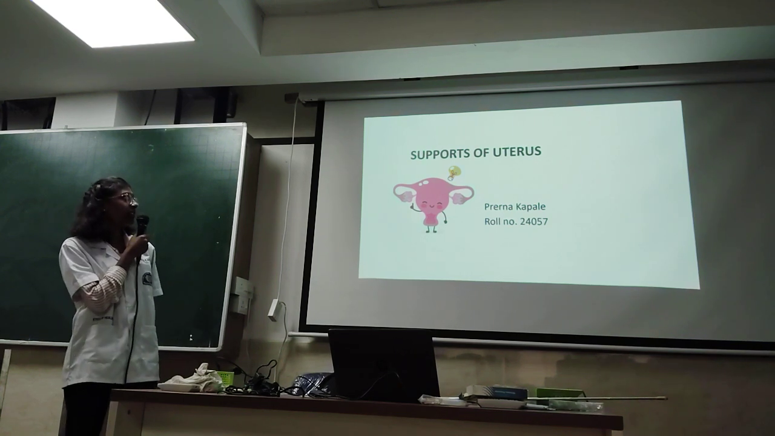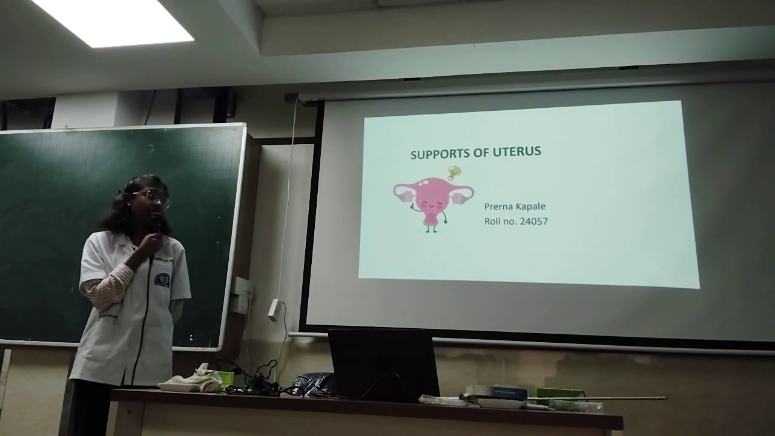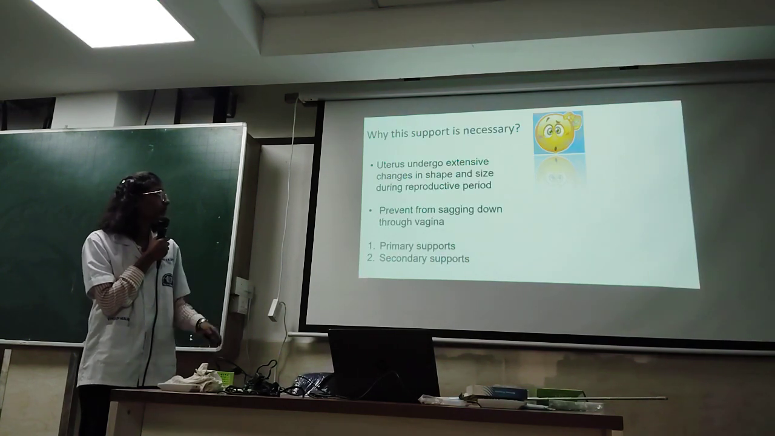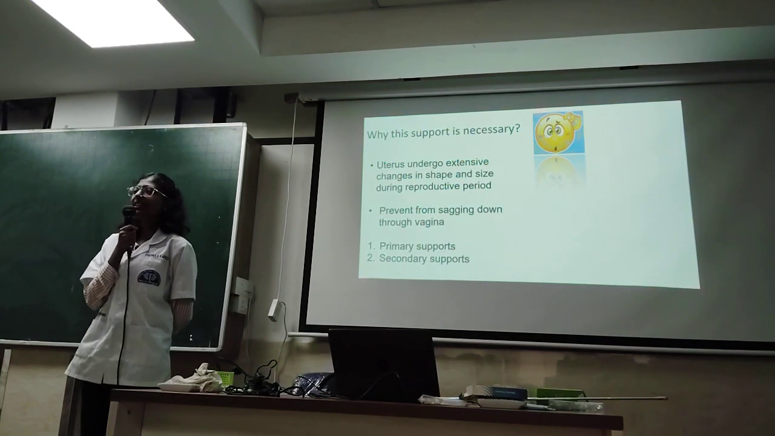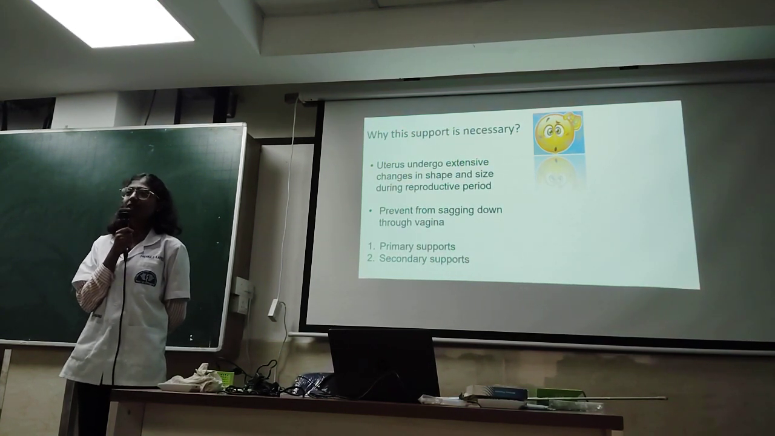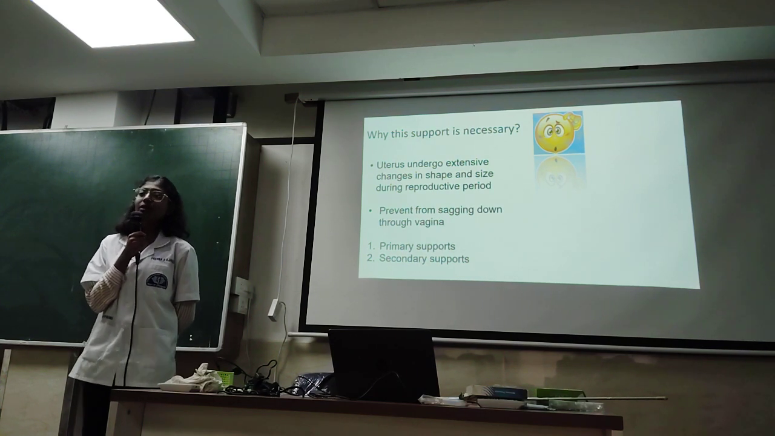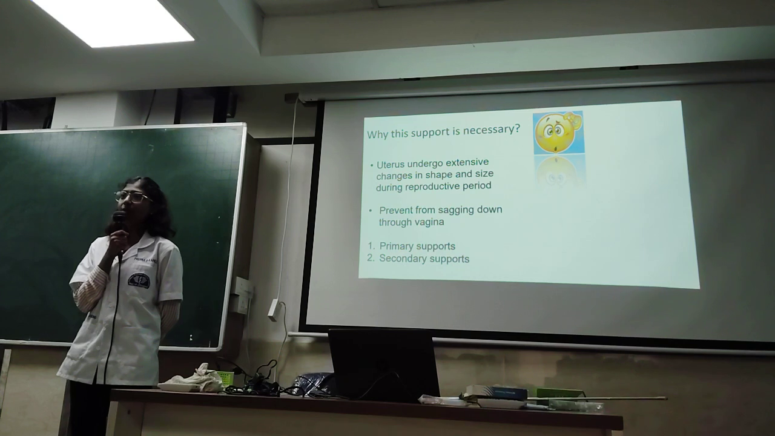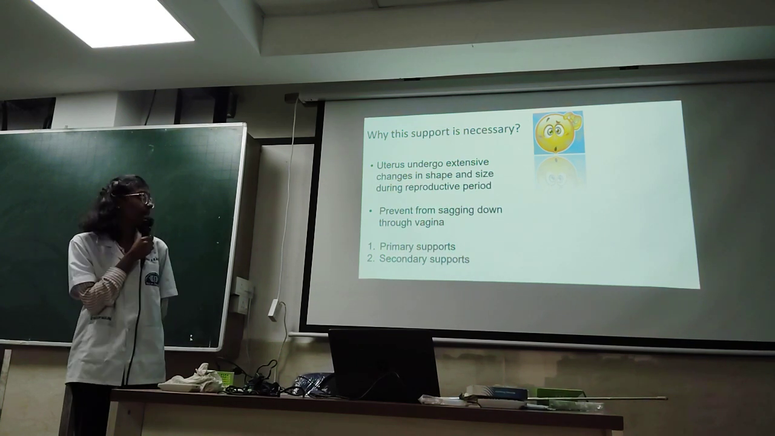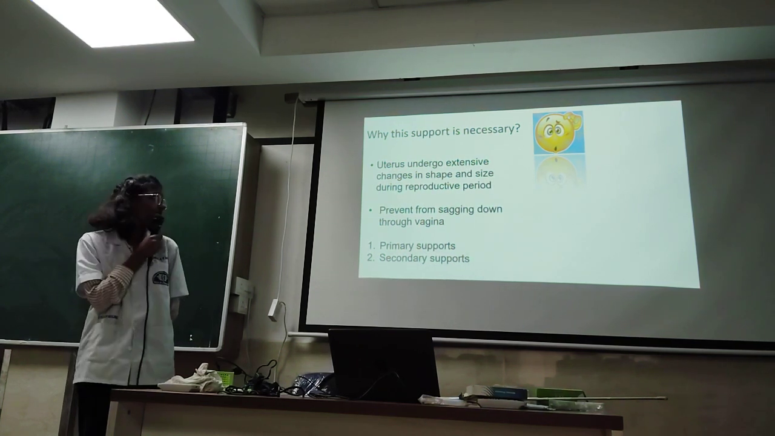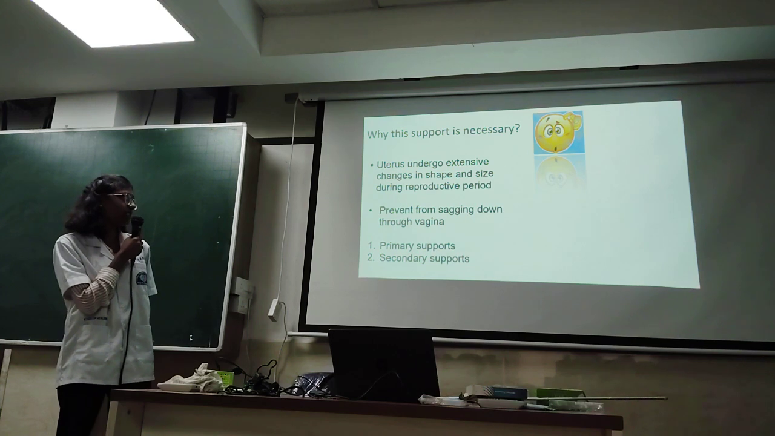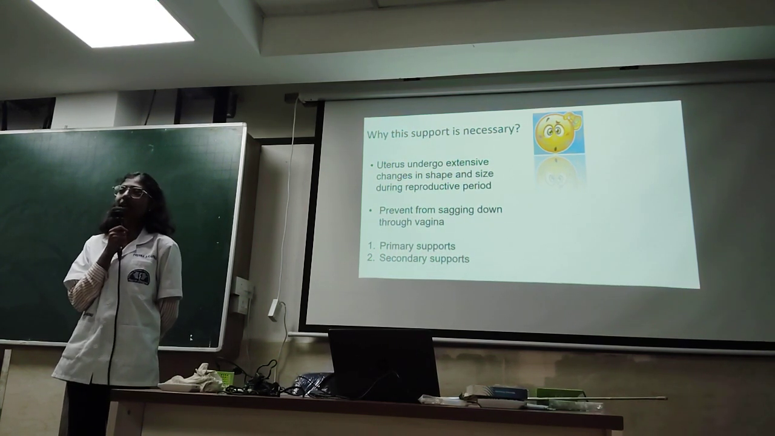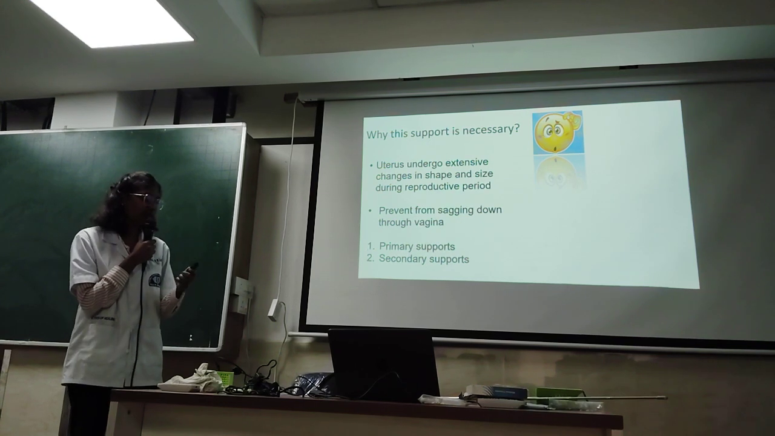Now, I will be concentrating on the topic supports of the uterus. You must be wondering why the supports are important for the uterus. As we know, the uterus undergoes extensive changes in its size and shape during the reproductive period of life. To prevent it from sagging down through the vagina, these supports are important, and these are basically primary supports and secondary supports.